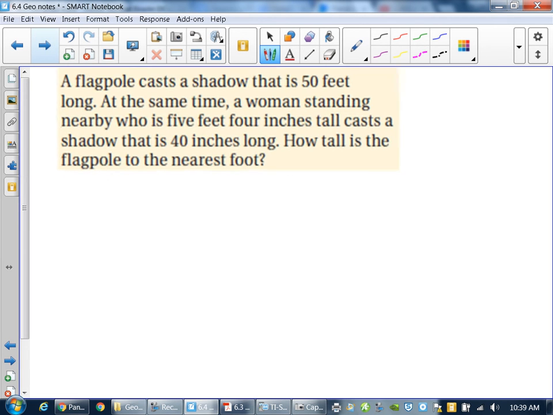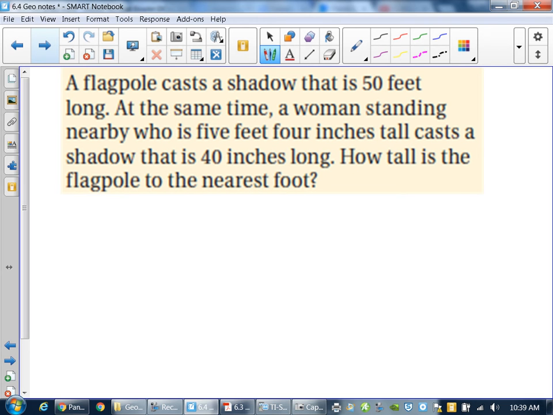Here's where it gets interesting. Having to draw pictures. And this does show up pretty regularly. So a flagpole casts a shadow that's 50 feet long. At the same time, a woman standing nearby, who's 5'4", has a shadow 40 inches long. Now, this is a very common style problem for geometry in terms of similar figures, because it's very visual and it's very easy to draw.